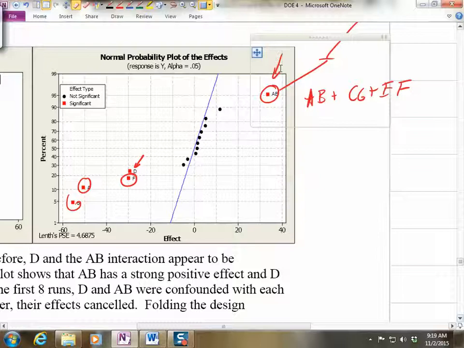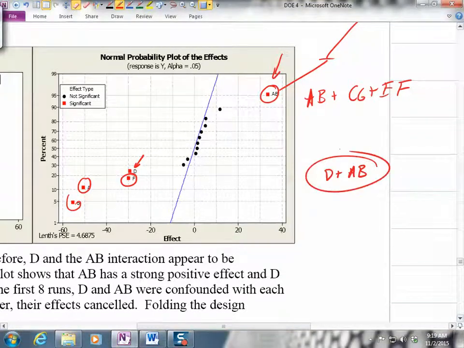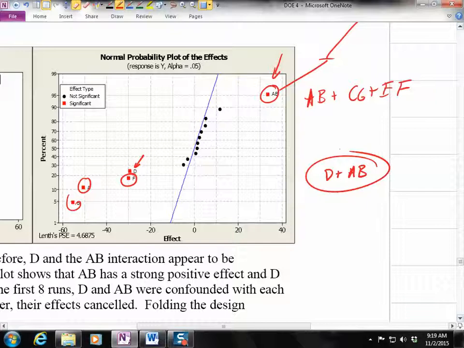And in the first set of 8 experiments, the confounding was this. So that means both these things changed the same way. In the experiments, when D increased, so did AB. And their effects were opposed to each other. D was trying to decrease the whippability, and AB was trying to increase it. So when you add it together, they canceled out.